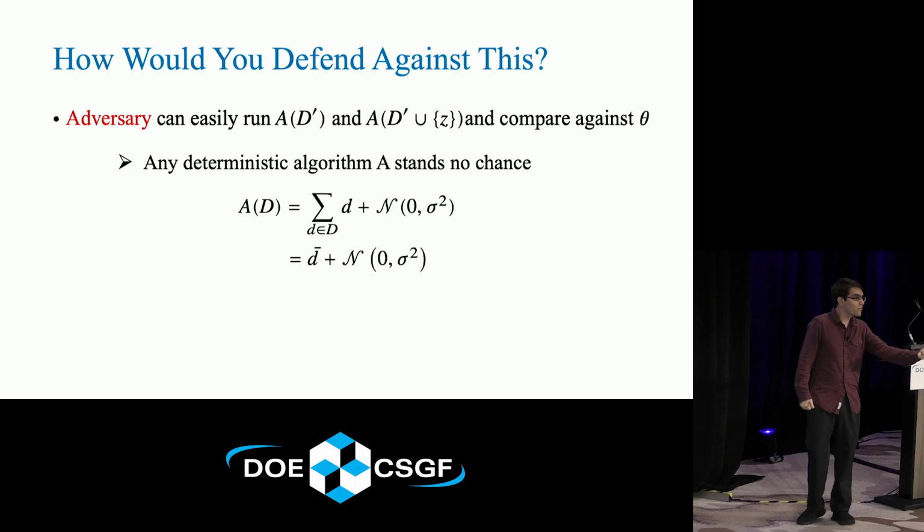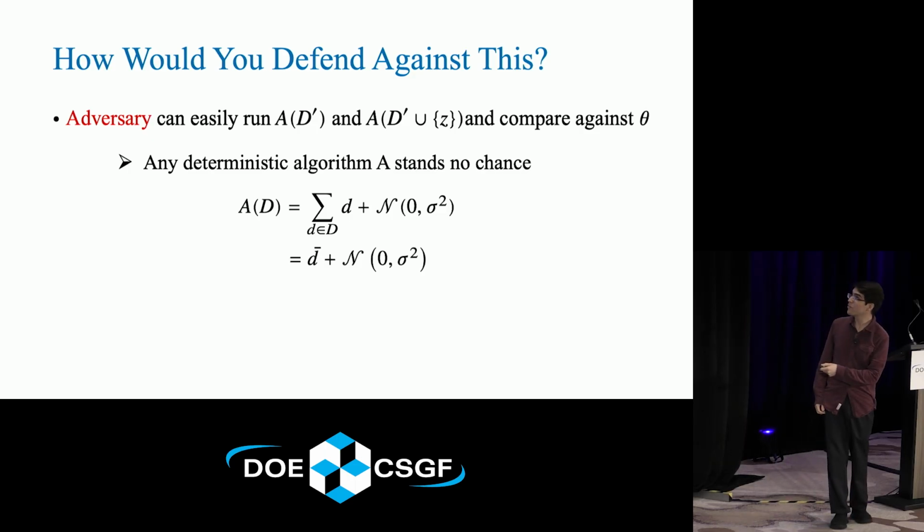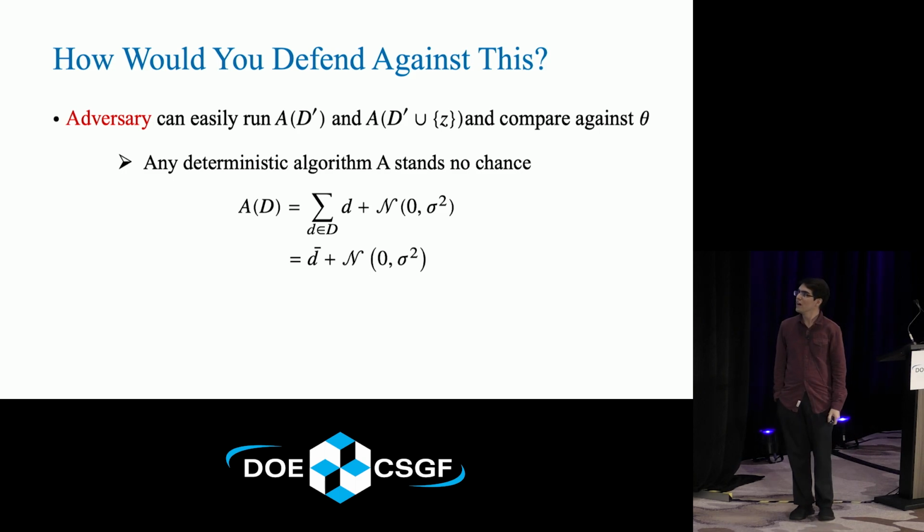And let's assume the algorithm is very simple. We call this a sum query, where for your data set, you just sum over all the elements in the data set. Let's say the data set is full of integers, and you can just sum them. But instead of just releasing the sum, you release the sum and you add a little bit of Gaussian noise. That's what this calligraphic N here is meant to be: Gaussian noise with some variance, sigma squared. Let's just call the sum over the data set d bar, just so I can simplify the notation a little.